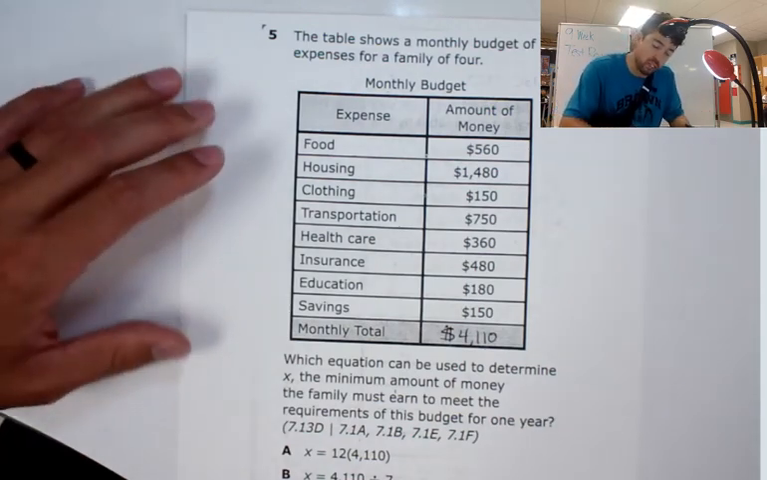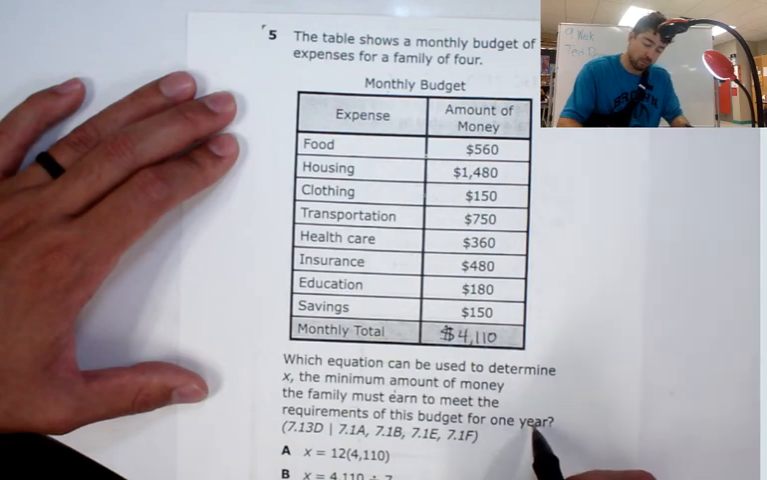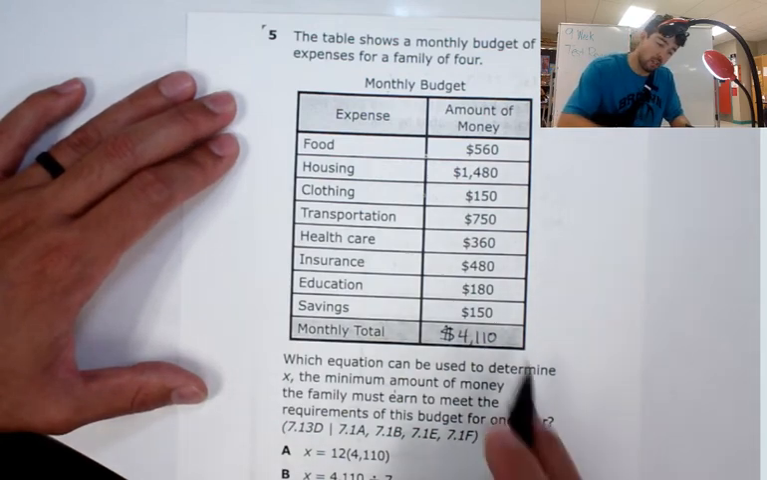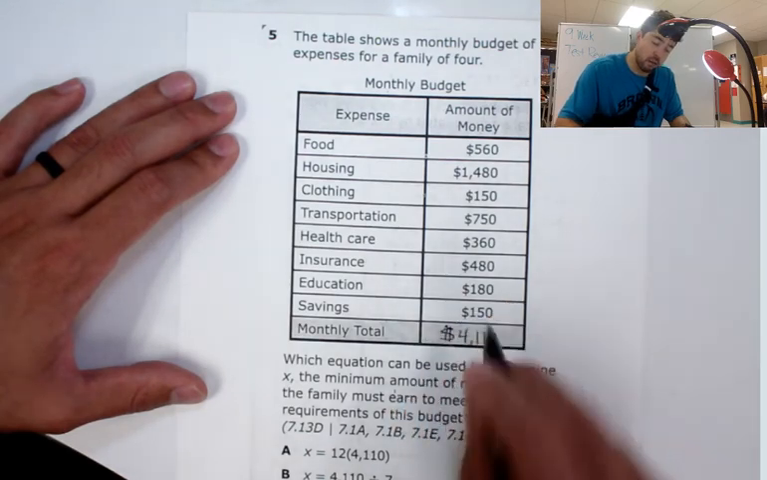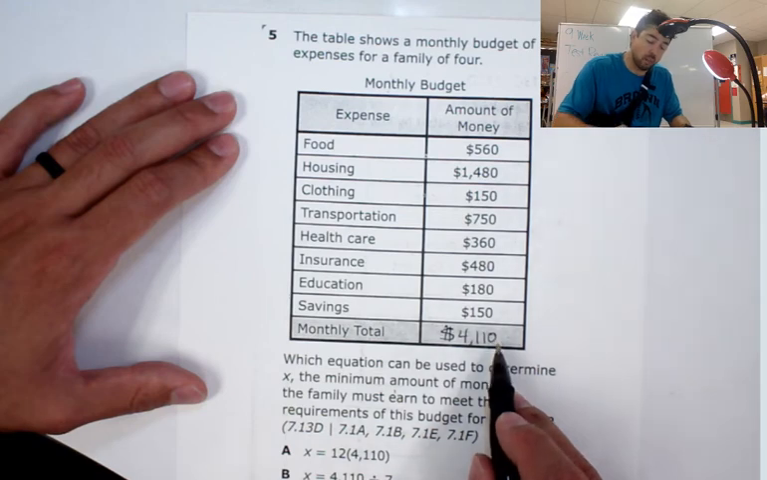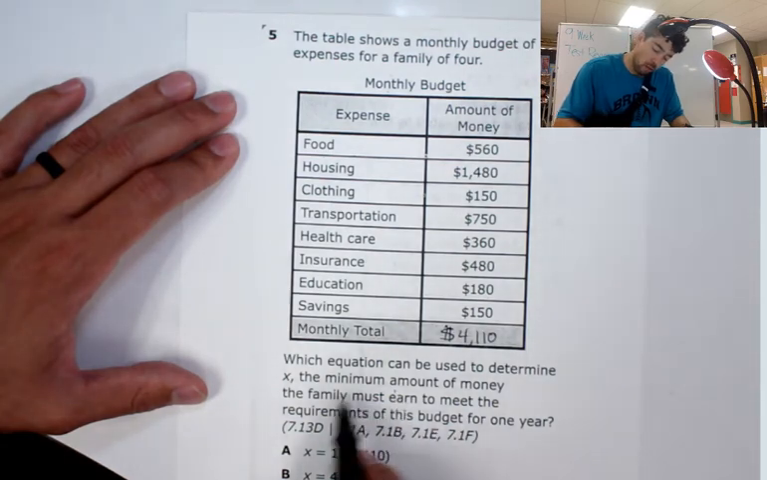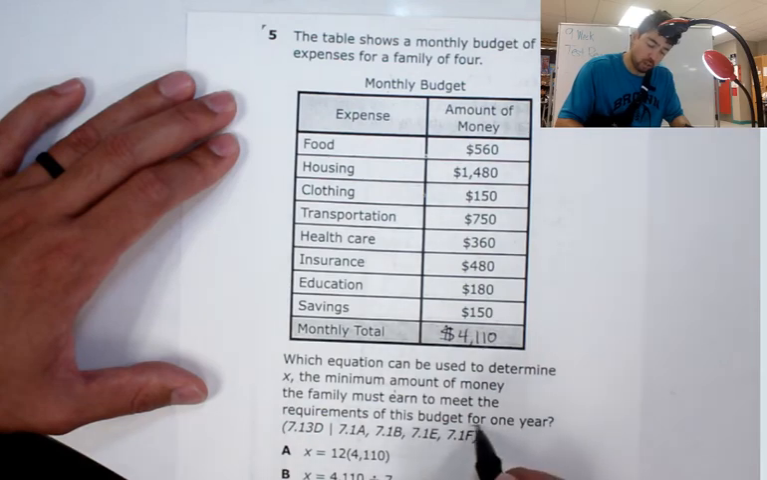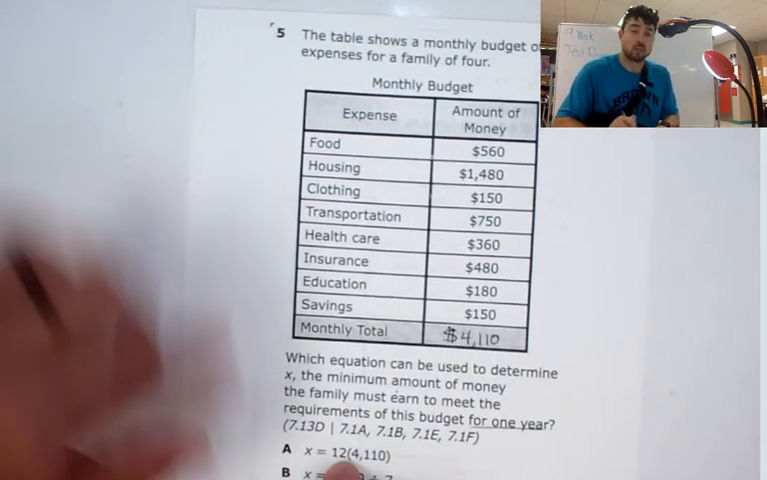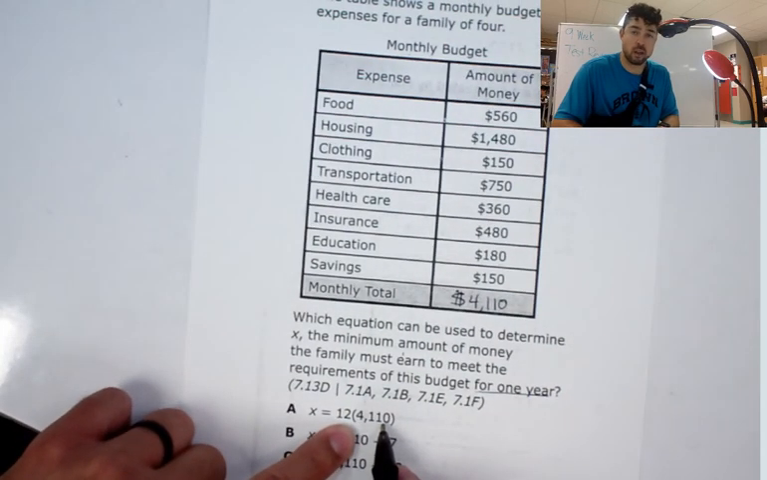So it says, which equation can be used to determine the minimum amount of money the family must earn to meet the requirements of this budget for 1 year? This is their monthly budget, meaning they're going to need $4,110 per month. How are we going to determine how much money they need to make, the minimum amount for 1 year? So let's go through A. 12 times 4,110.